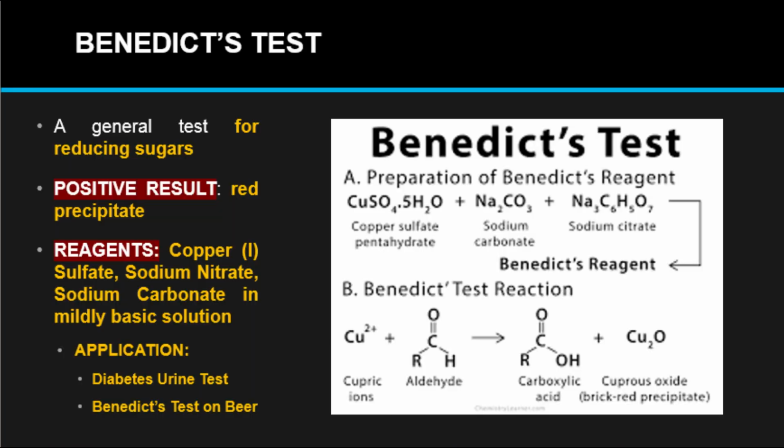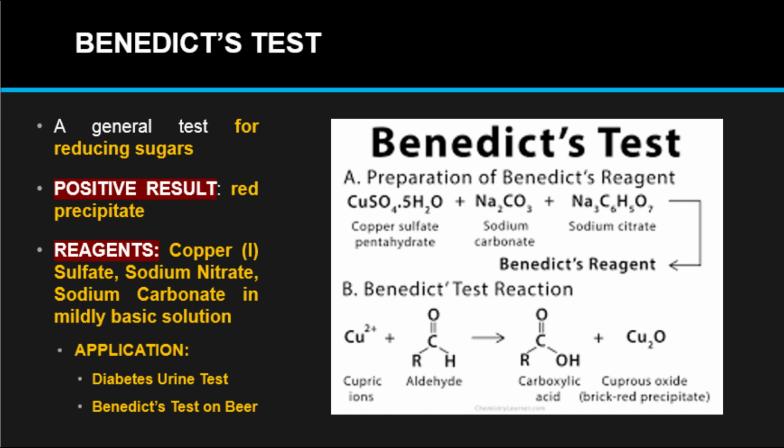We have Benedict's test. For Benedict's test, 2 ml of the reagent were added to 5 drops of sample sugar solution, then placed in boiling water for 2 minutes, then cooled. Benedict's test is a general test for reducing sugars. A positive result is indicated by a red precipitate. The reagents are copper sulfate, sodium citrate, and sodium carbonate in a mildly basic solution. Basically, that's Benedict's reagent, an application of which is the diabetes urine test, and Benedict's test on beer.